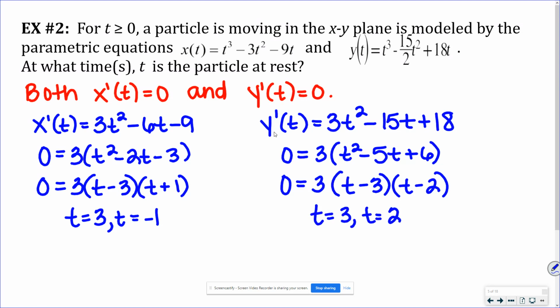So this means that the particle in the y direction, so in the vertical direction, is not moving at 2 seconds and not moving at 3, meaning it's not moving up and down at those times. But we want to see what they have in common as far as when the object is completely at rest. So the only time that it's completely at rest is when it is at 3 seconds. So you're just going to ignore these two guys here. Okay, so the particle is at rest, fully at rest, at time 3.